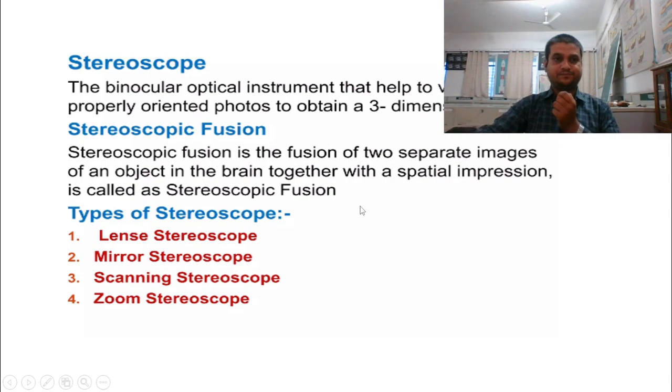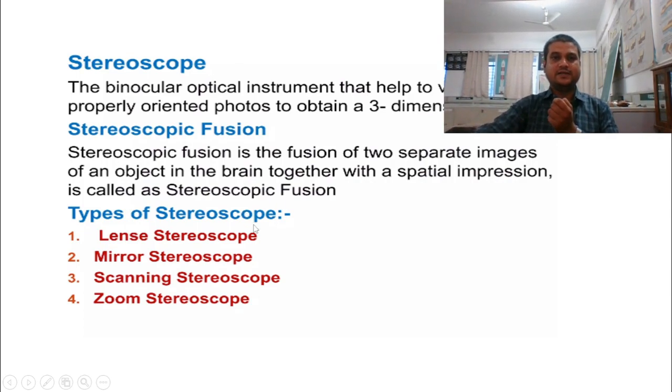I have already told you what is meant by stereoscope. From this, we can obtain the three-dimensional model. Then, what is stereoscopic fusion? Stereoscopic fusion is the fusion of two separate images of an object in the brain together with the spatial impression. I have already told you that there are two separate images. With the help of these, you can see the 3D, three-dimensional model of that particular photo. Mostly, we use aerial photographs for seeing a particular area.